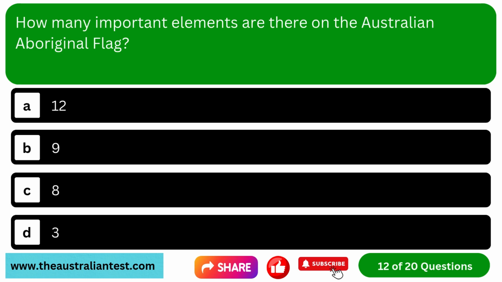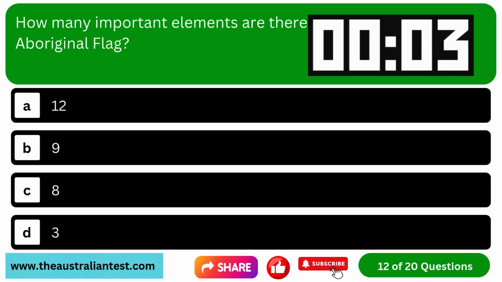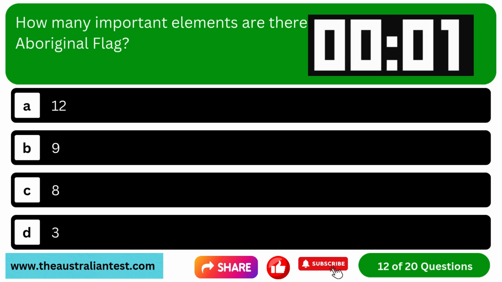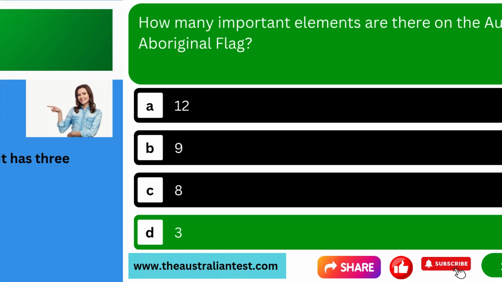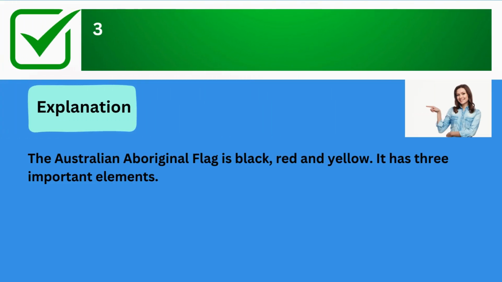Question 12. How many important elements are there on the Australian Aboriginal flag? Option A, 12. Option B, 9. Option C, 8. Option D, 3. The correct answer is 3. Explanation: the Australian Aboriginal flag is black, red, and yellow. It has 3 important elements.